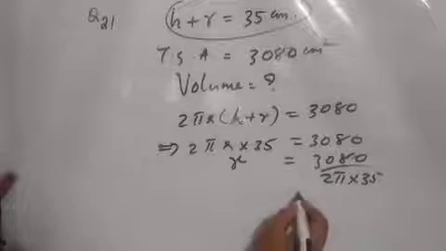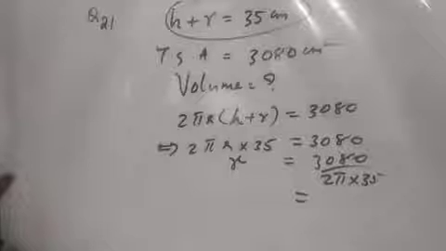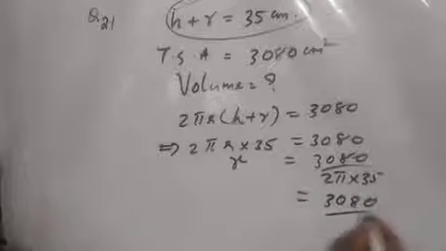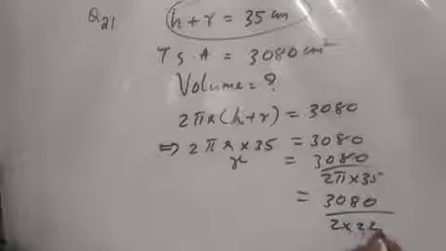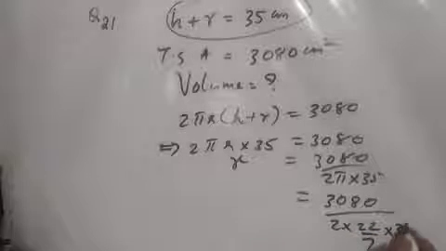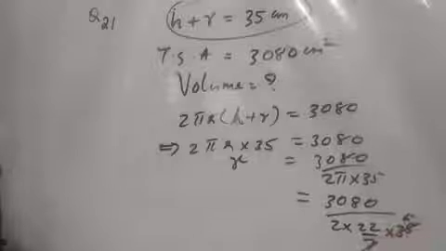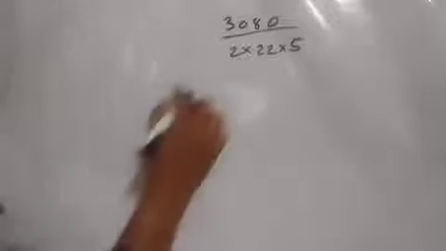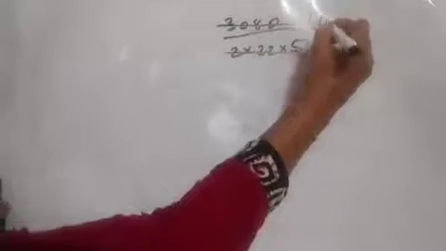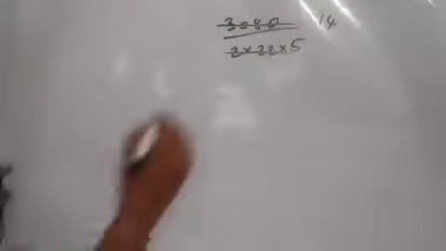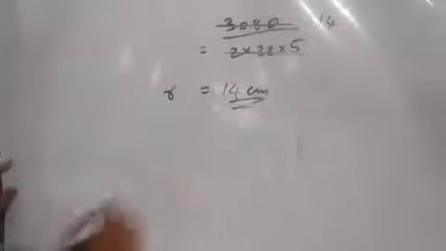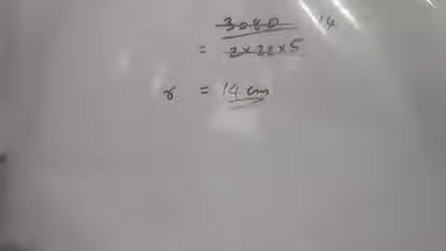Okay. So what is the value of pi? It's 22 by 7, no? So substitute that. 3080 by 2 into 22 by 7 into 35. 7 5s are 35. So let us divide. We can divide these two to obtain 14. That is r is equal to 14 centimeter. We get the value of the radius.